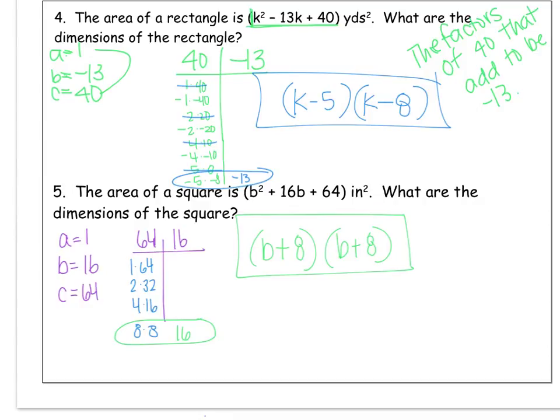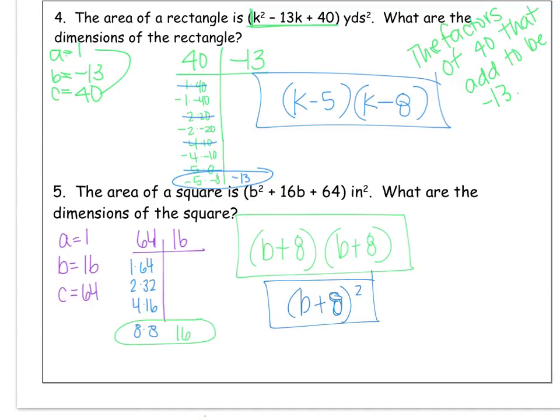and if you notice, I ended up with b plus 8 times b plus 8. You may also see this written as b plus 8 squared, because there's two of them. So that's another way you could have written the answer in a simplified version. So if you got that, you can go ahead and move on to the next problem.